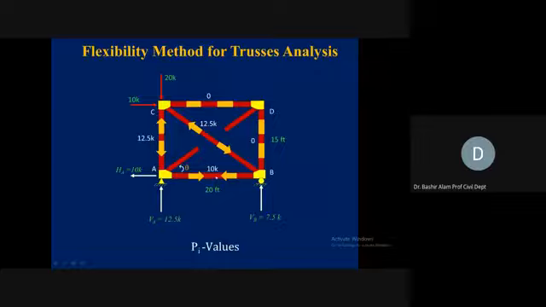So now for member AB, P will be 10. For BC it will become minus 12.5 because it is compression. For member AD it will become 0. Member AC it will become minus 12.5. For member CD it will be 0. For member BD the P will be equal to 0. So from here you can complete your P column now, the P values for each member.